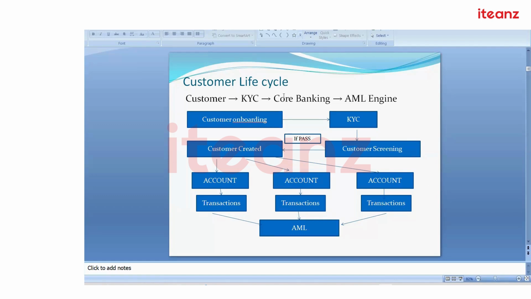In that, transactions are of three types: wire transaction, monetary instrument, which we call MI, and cash transaction. So the transactions which should be monitored will go into the AML system. That's the flow. This one has to be in your mind.